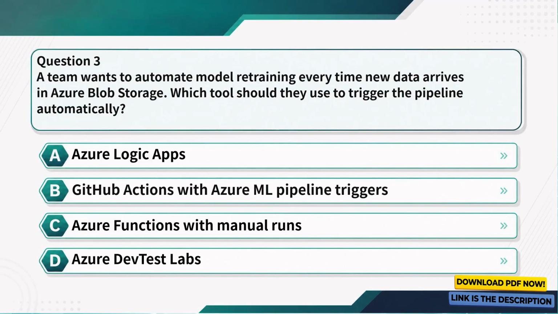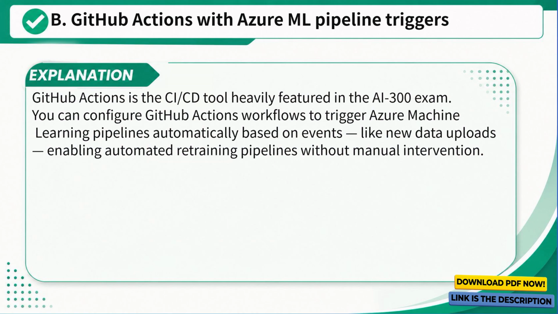Question 3: A team wants to automate model retraining every time new data arrives in Azure Blob Storage. Which tool should they use to trigger the pipeline automatically? A. Azure Logic Apps. B. GitHub Actions with Azure ML Pipeline Triggers. C. Azure Functions with Manual Runs. D. Azure DevTest Labs. Correct answer: B. GitHub Actions with Azure ML Pipeline Triggers.